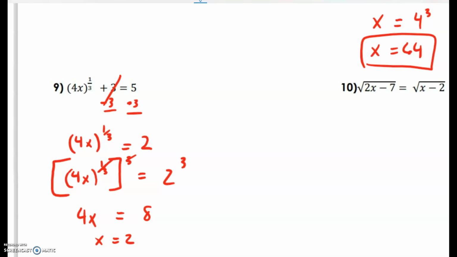Let's confirm this. If I plug the 2 in, 4 times 2 is 8. 1/3 is the same thing as cube root. So cube root of 8 is 2. 2 plus 3 is 5. This one does work.